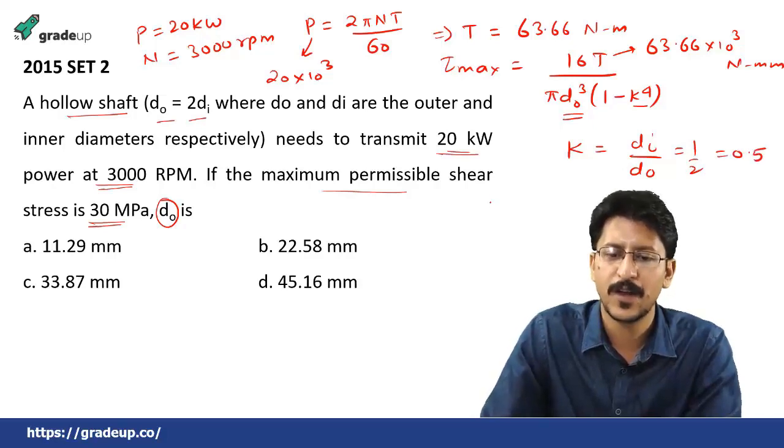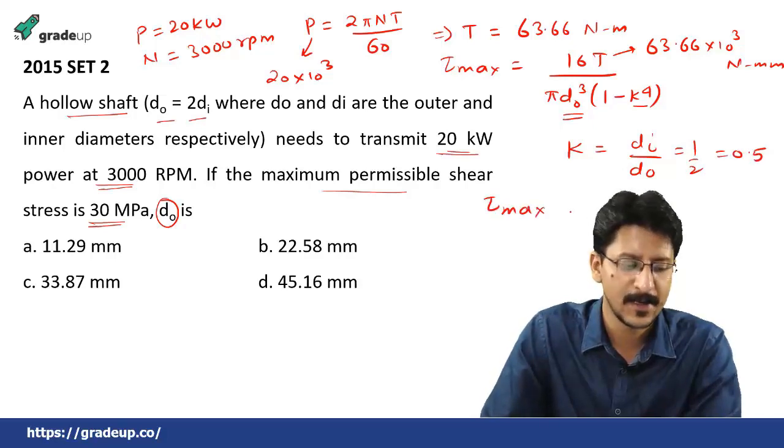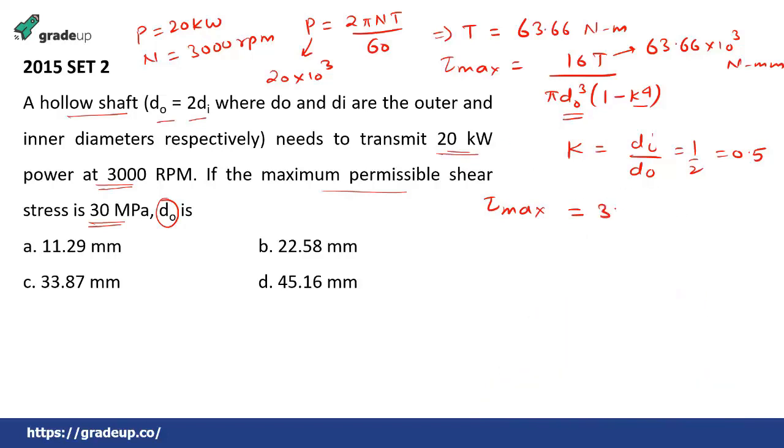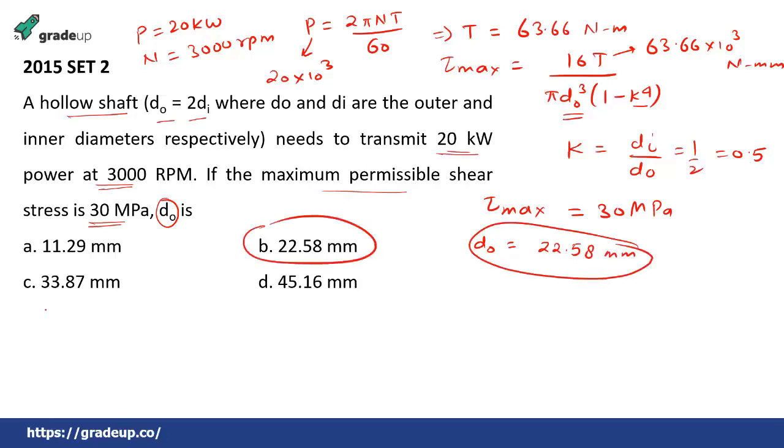So just applying this value, we will get the value of tau max as, okay, the tau max has been given as 30 megapascal. So on applying this, we will get the value of d naught as 22.58 mm, this value, that is option B.